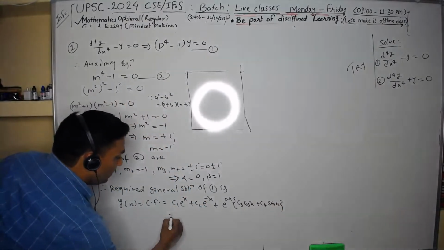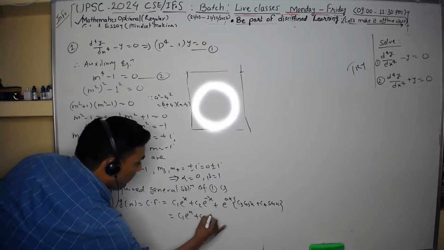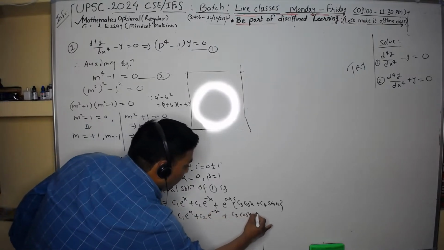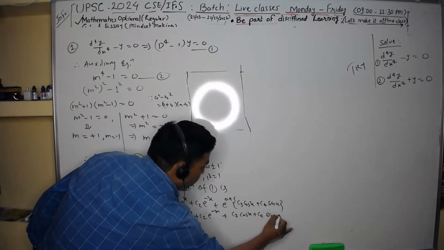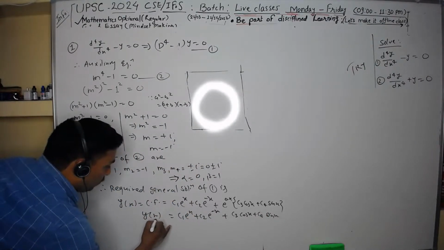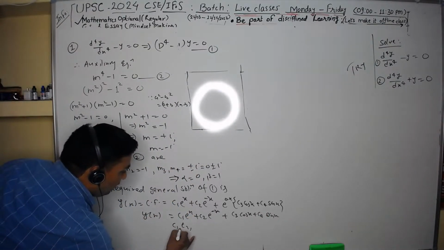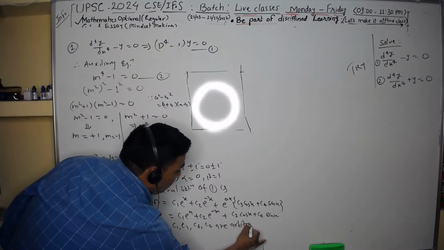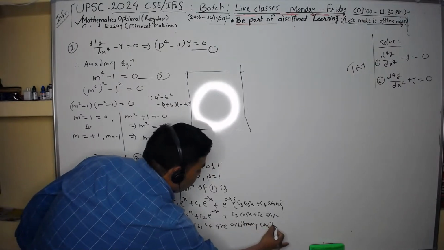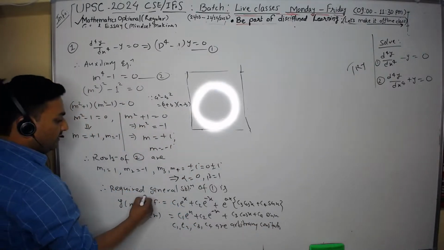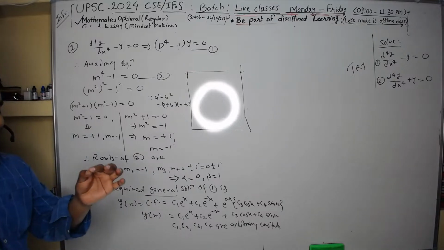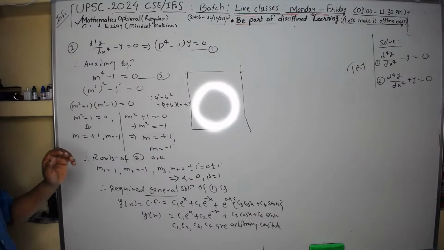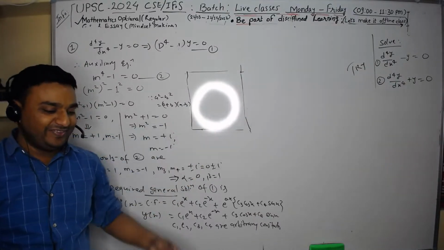Is that clear? So c1 e raised to the power x plus c2 e raised to the power minus x plus c3 cos x plus c4 sin x. Please don't forget to write c1, c2, c3, c4 are arbitrary constants. Required general solution is this. Shibu, मजा आया? More मजा will come in the question 2.